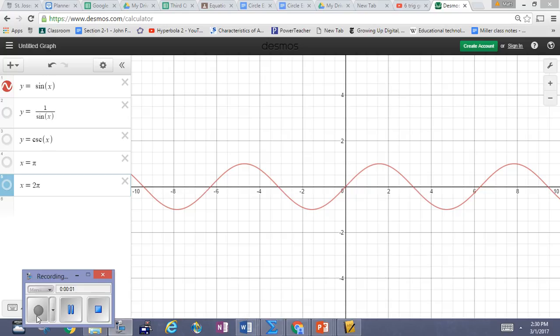All right, guys, here we go. We're going to start looking at graphs of the secant, cosecant.